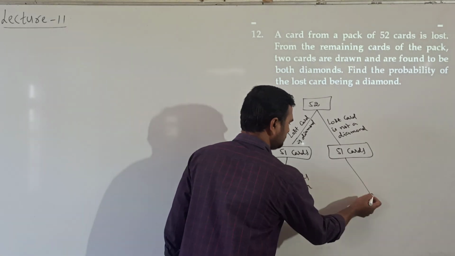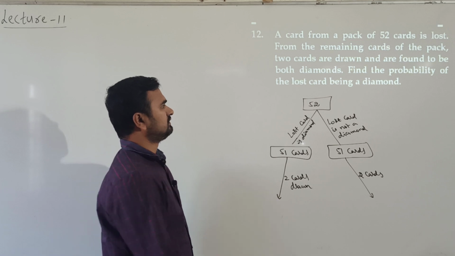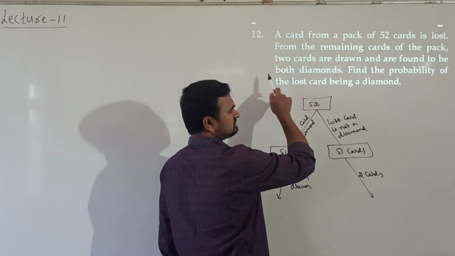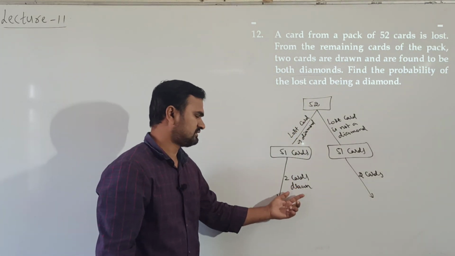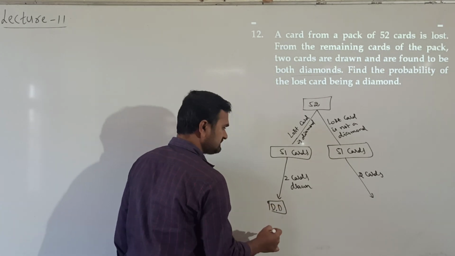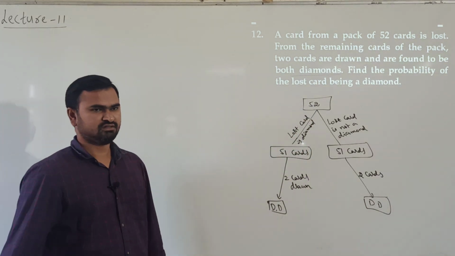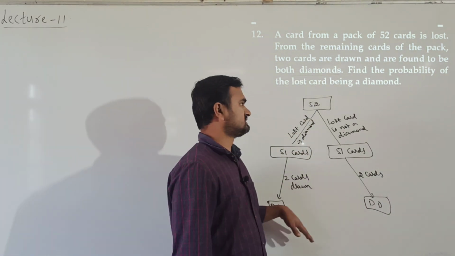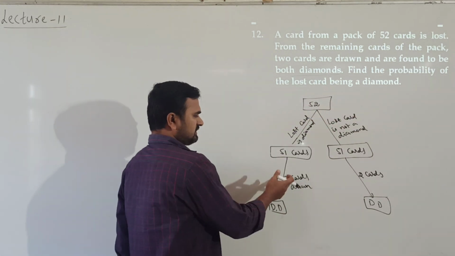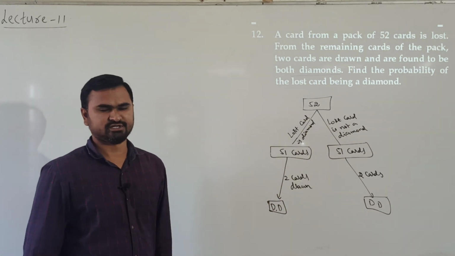Here also we are drawing two cards. Now see, two cards are drawn and both are found to be diamonds. So already we know that whatever two cards we have drawn, both are diamonds. This is diamond, this is diamond. So here also both the cards are diamond cards. Now in these two cases, we are interested in finding the probability that the last card is a diamond. If the last card is a diamond, what is the chance that we get both as diamonds?